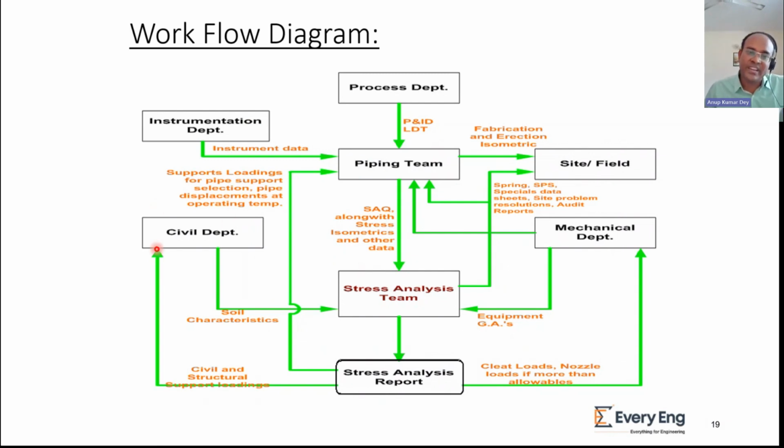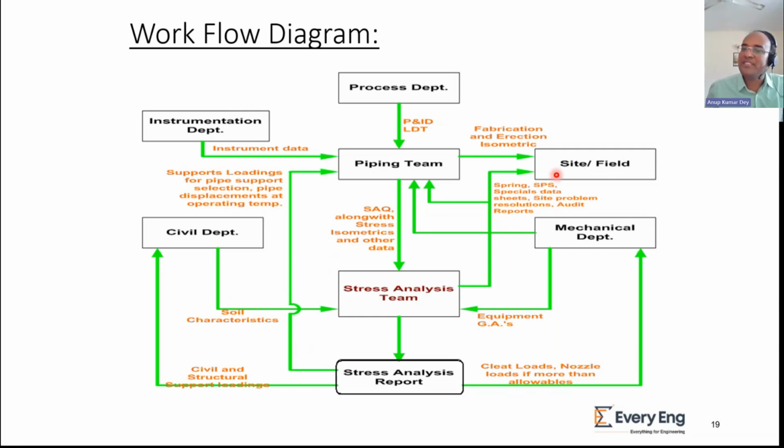Then how do we interact with the civil department? There will be some buried pipelines, so soil parameters or soil characteristics we have to collect from the civil team. Then from the mechanical department, whatever equipment will be there, whether it is a pump, heat exchanger, vessel or column, all those details you have to collect from the mechanical department. They will be providing the equipment GA drawing, where all the allowable values for the nozzles as well as dimensions, materials, everything will be mentioned for analysis requirement.